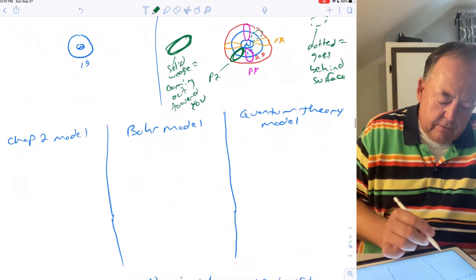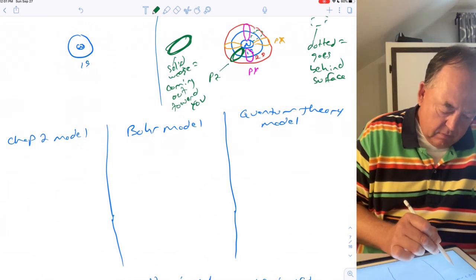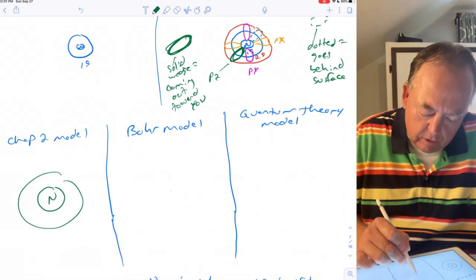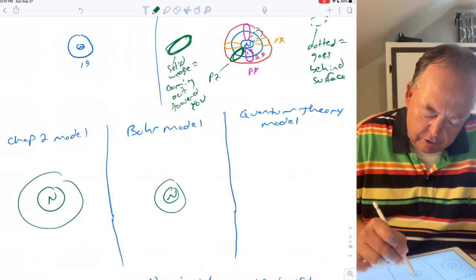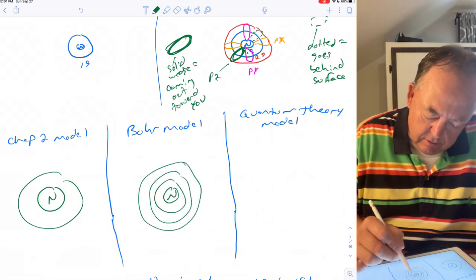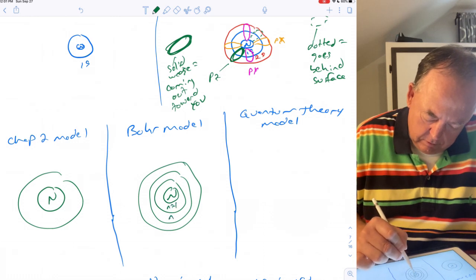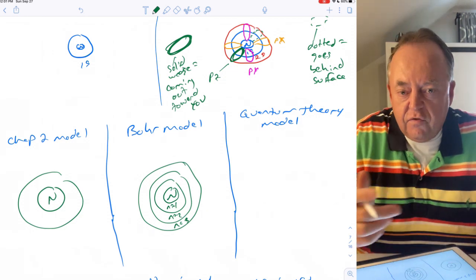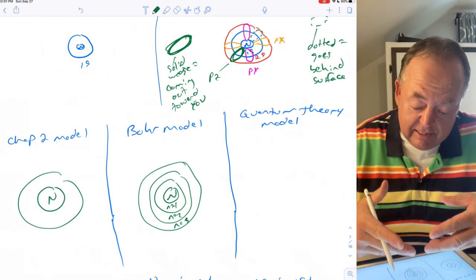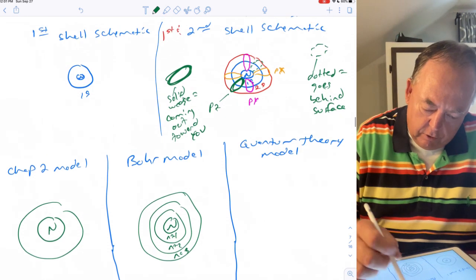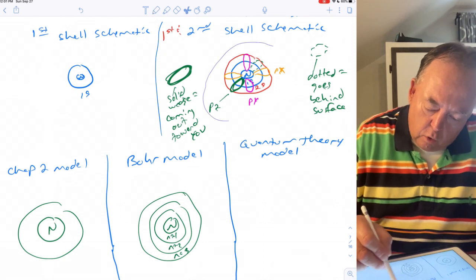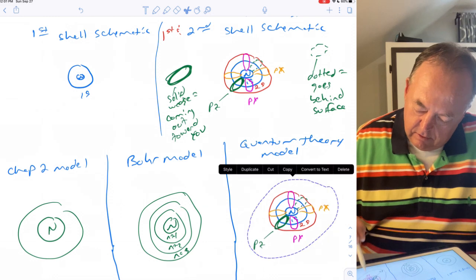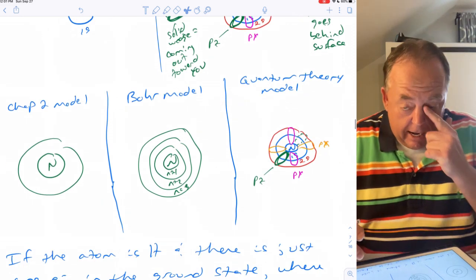Right, so we've gone from a simple model, the chapter 2 model, where you have a nucleus and electron cloud, to the Bohr model, where you have the nucleus and then you have shells. Right, but the first shell is the simple, it's just a sphere, but the second shell is not as simple as the Bohr model illustrates, right? Then we've gone to the quantum mechanics model, where the atom actually looks like that.